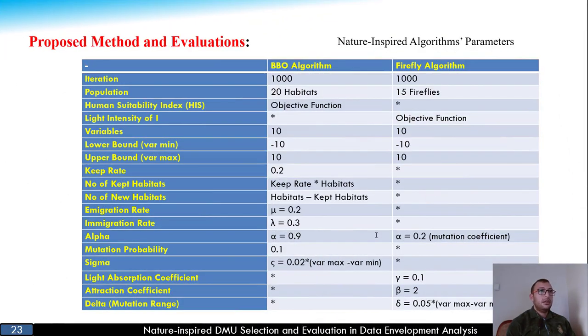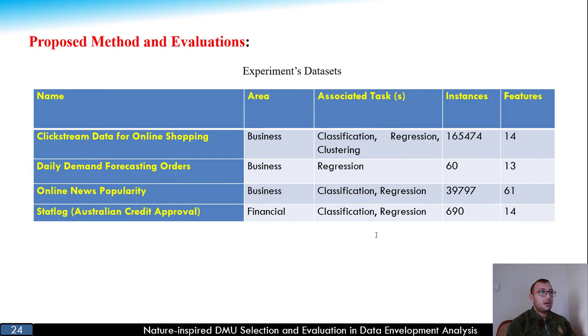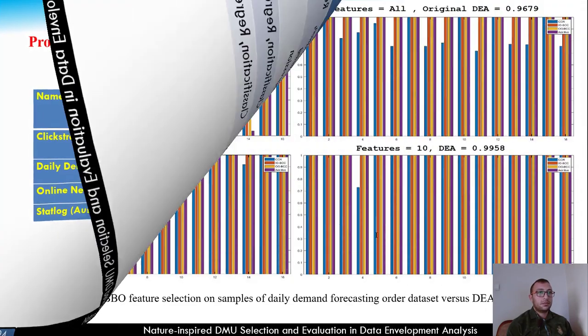Also here we can see the firefly algorithm and BBO algorithm parameters which are used for the experiment on datasets, number of iterations, population, and more. Also here we can see the datasets which are used. From the left column we can see the names of the datasets: clickstream data for online shopping, daily demand forecasting orders, online news popularity, and statlog. We have their areas, their associated task, their instances, number of samples, and also the number of features which we are going to select from.